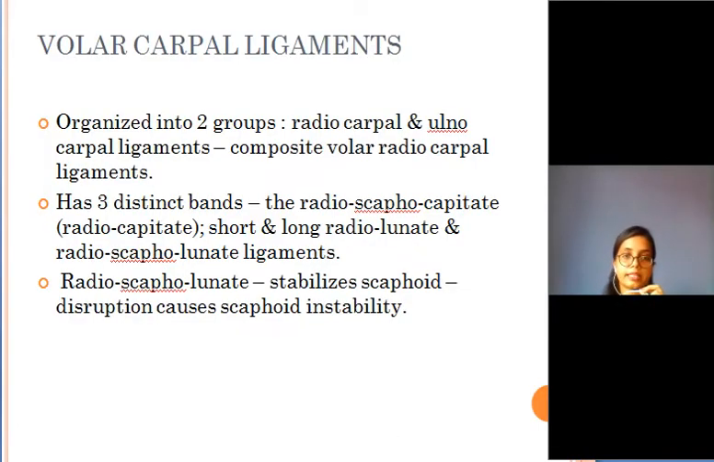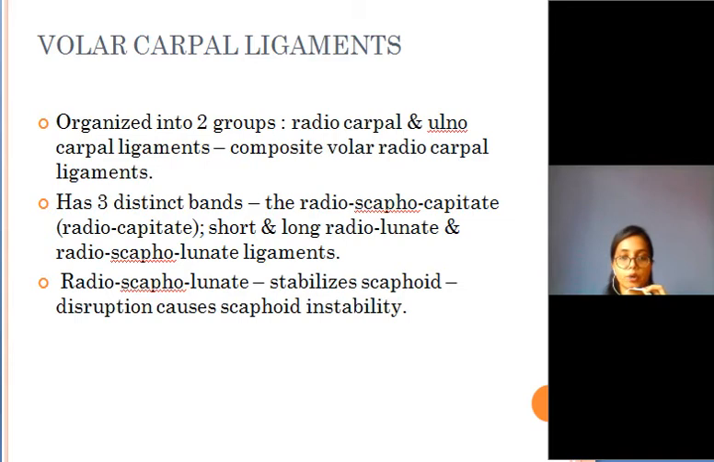We will now be discussing volar carpal ligaments. They are organized into 2 groups: radiocarpal, where the proximal attachment is to the distal end of the radius bone and the distal attachment is to the carpal bones. The second is ulnocarpal ligaments. The proximal attachment is to the ulna and the distal attachment is to the carpal bones. This has 3 distinct bands.